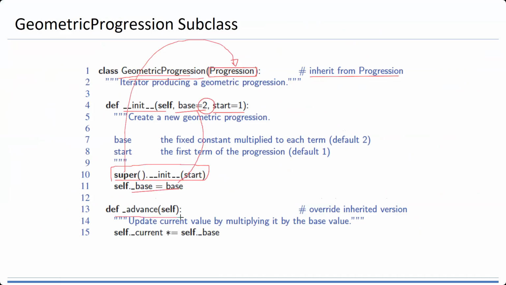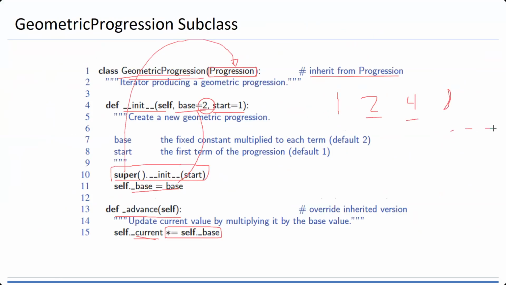When we want to get the next number, the next number will be the base multiplied with the current number. So if the current number is 1, then we multiply by 2. 1 multiplied by 2 is 2. If the current number is 2, we multiply by 2, then the current number will be 4. If the current number is 4, we multiply by 2, then it will be 8, and so on.